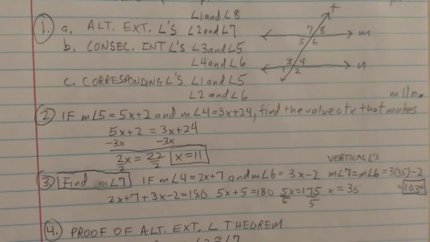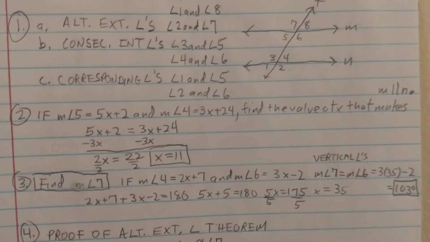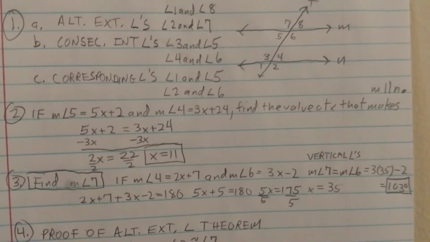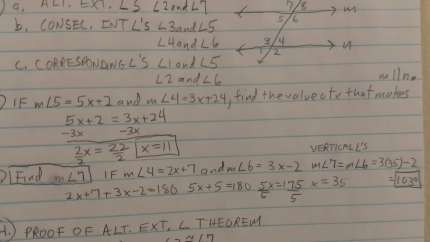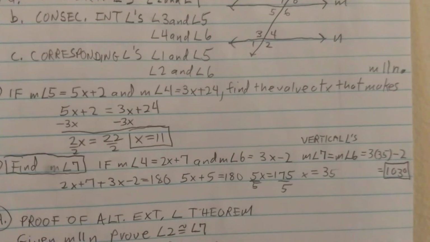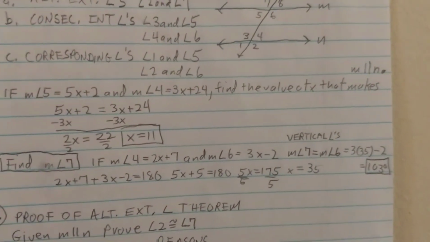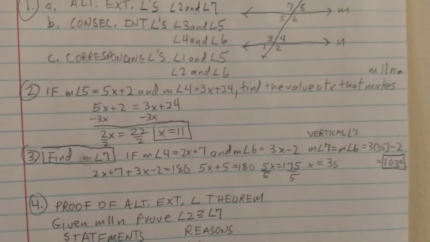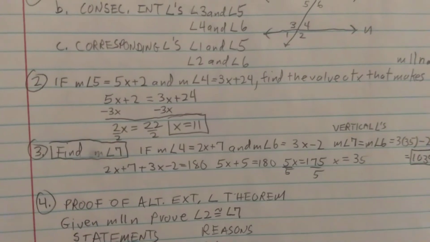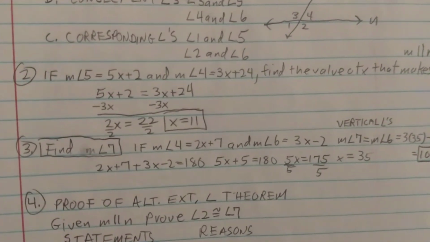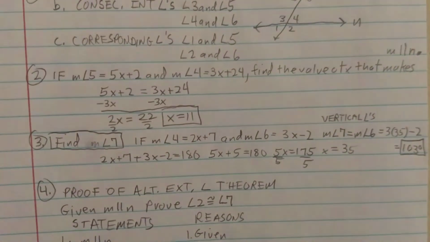So using the same set of angles, if measure 5 equals 5x plus 2 and measure 4 equals 3x plus 24, both of them being congruent because they're alternate interior angles, find the value of x that makes m parallel to n. Setting them equal, 5x plus 2 equals 3x plus 24. Subtract 3x, and subtract the 2 over, and we get 2x equals 22, or x equals 11.